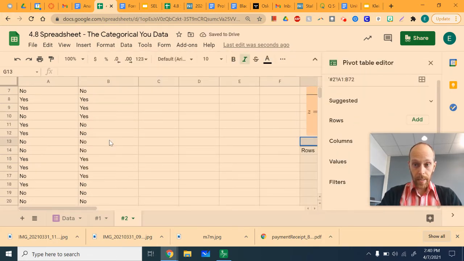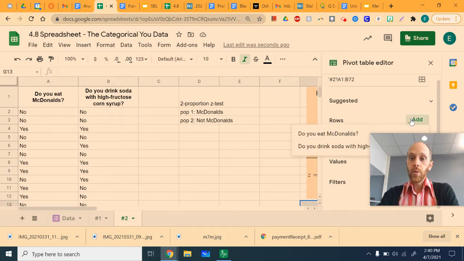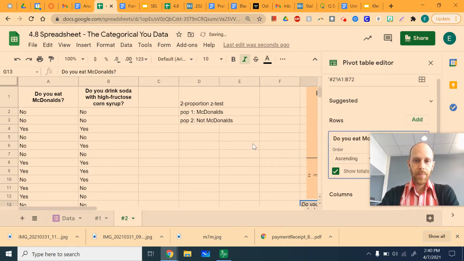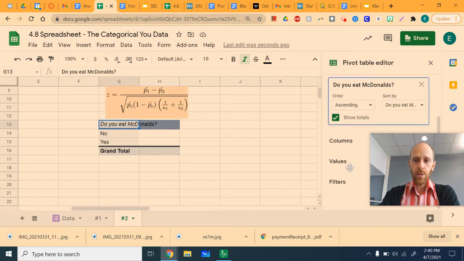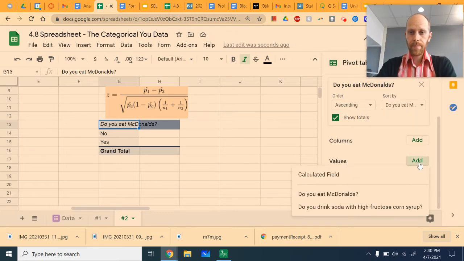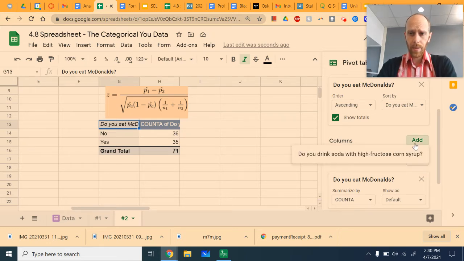Now, here you're going to need to listen a little bit. We want McDonald's to be the explanatory variable and high fructose corn syrup to be the response. And that's because we're looking at the 2 different levels of McDonald's, those that eat there and those that don't. So your rows are going to have to be McDonald's. Start with that. And then if we come down to values, we can do eat at McDonald's. And it breaks it down. Basically, we're almost 50-50 for who does and doesn't eat at McDonald's.